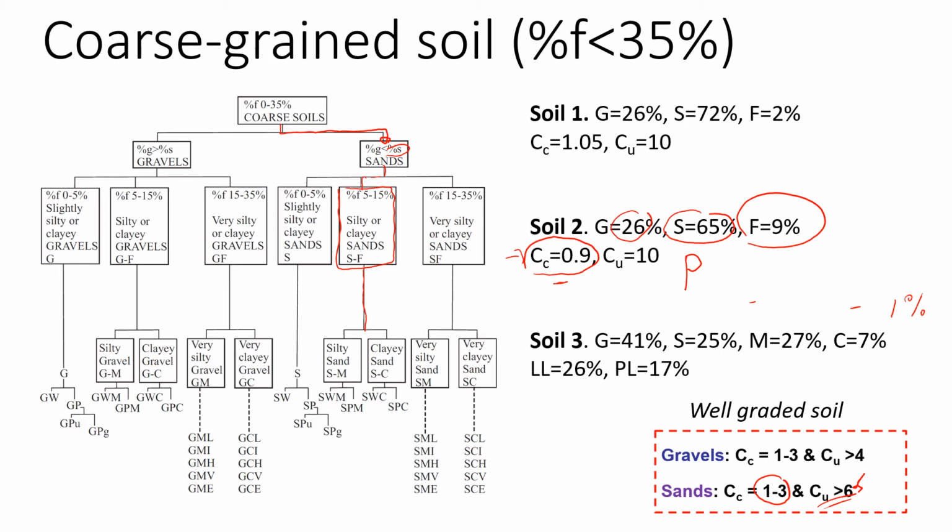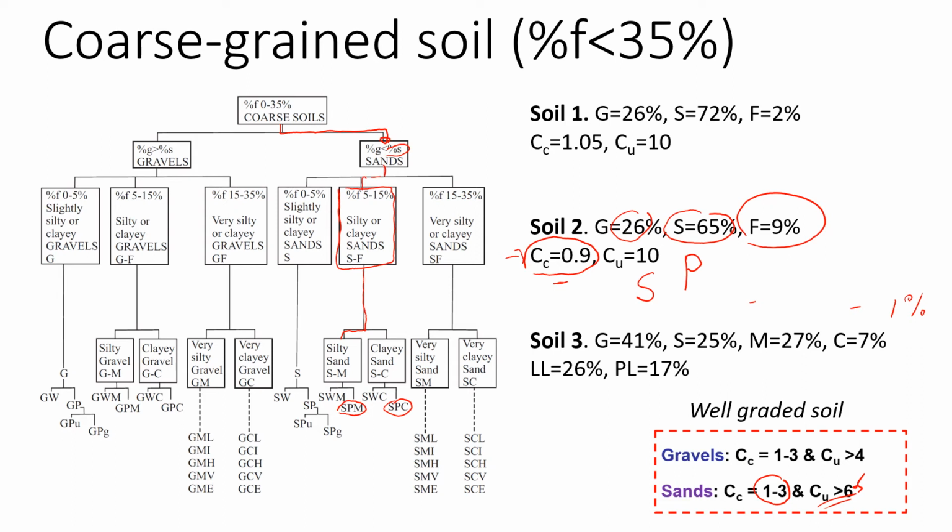You will see that we can go both ways. So we still need to know which one is correct. So we know that it is sand and it's poorly graded. So in this case, we can go either to the left or to the right. So we need to find S and P. So that's going to be SP here and SP-C here.